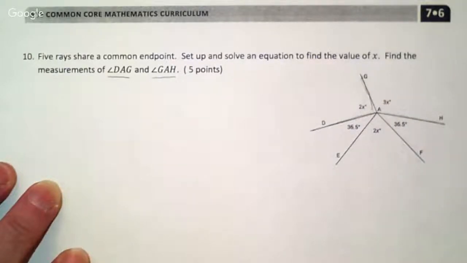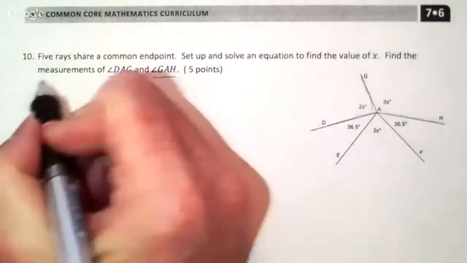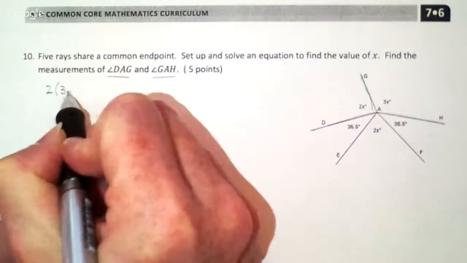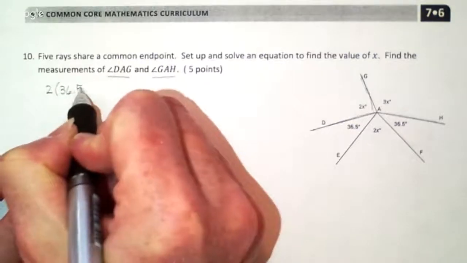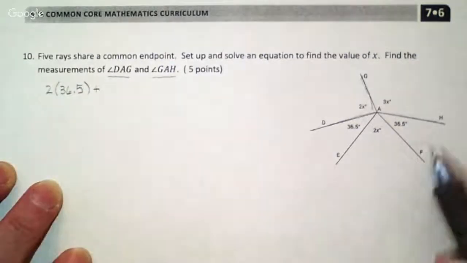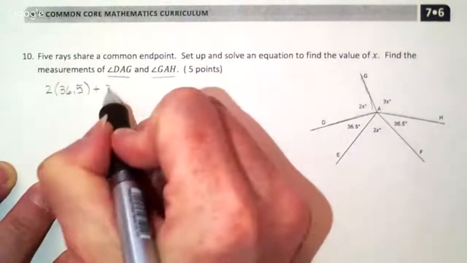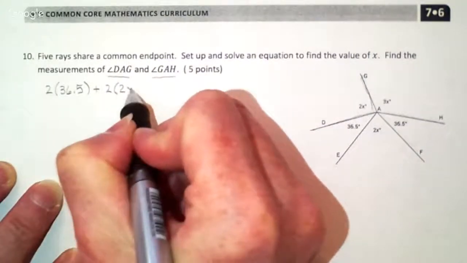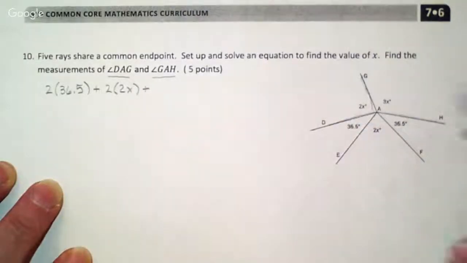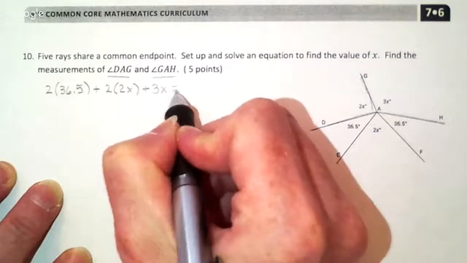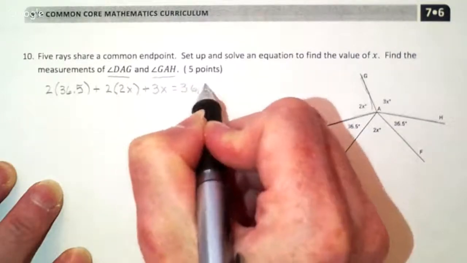So by finding that, what we can do is we have angles at a point, and because we have all of these, I have 2 times 36.5 plus 2x and 2x, so 2 times 2x, plus 3x. And all of that equals 365 degrees.